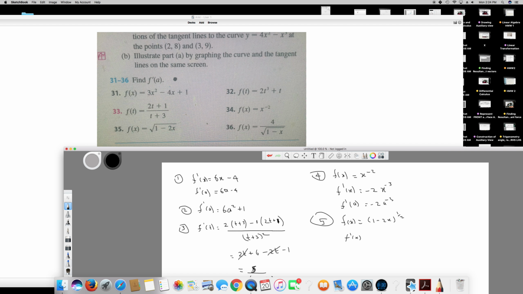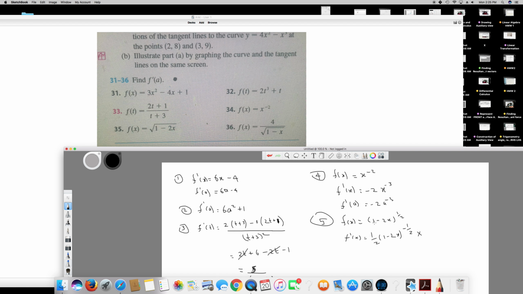The chain rule says that first we have to find the derivative of the outside one. So it's going to be half times 1 minus 2x, and half minus 1 is going to be minus half. So this is the derivative of the outside, and then I have to find the derivative of the inside, and multiply the outside one by the inside one, right?